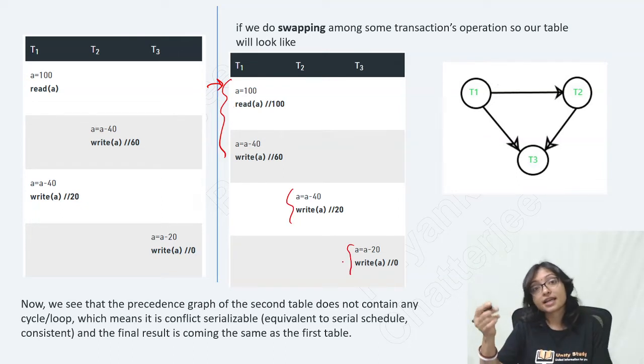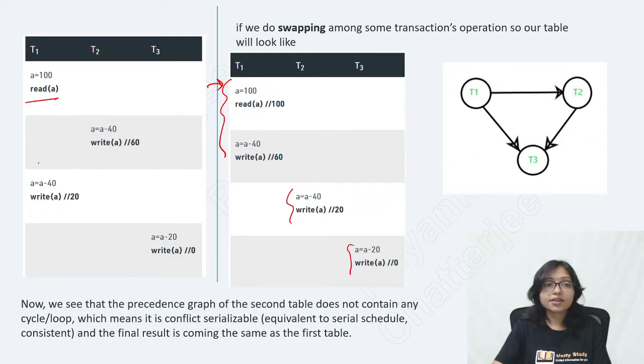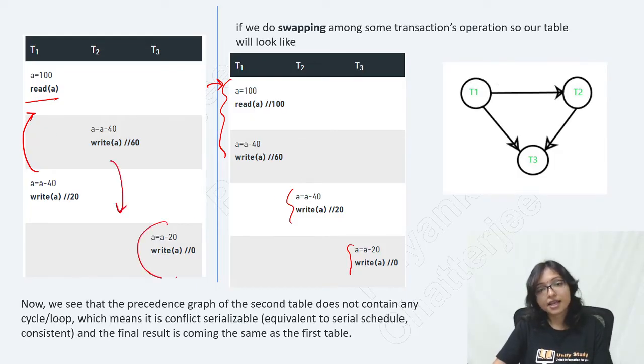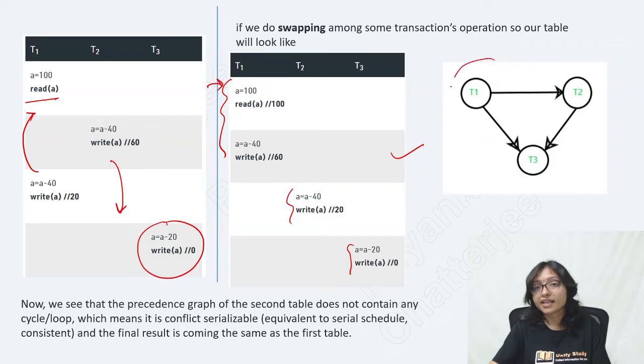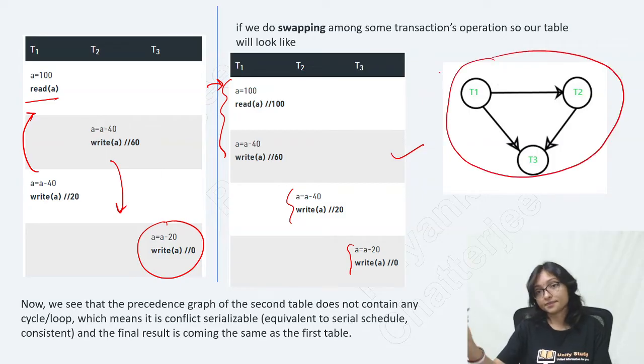Now the thing is, can I do swapping anyhow? I did it here: the read and this write I transfer here, and this write I transfer here. Then this write is as it is, and in that way I am able to make it, and this both are now same. And now you can see there is no cycle. Here is no cycle. And what will be my serial schedule now?